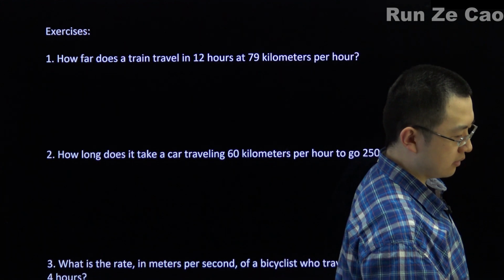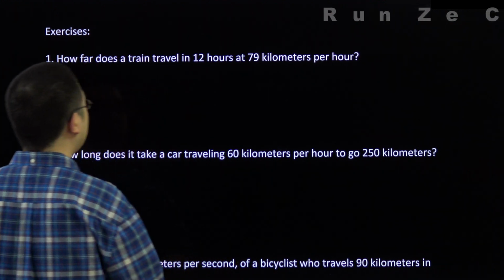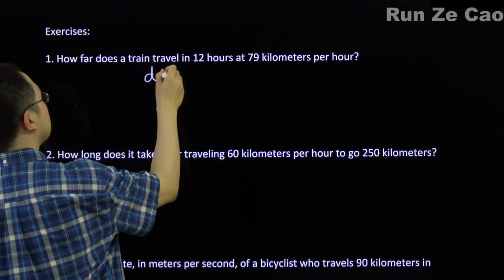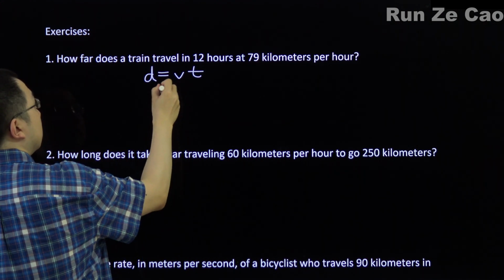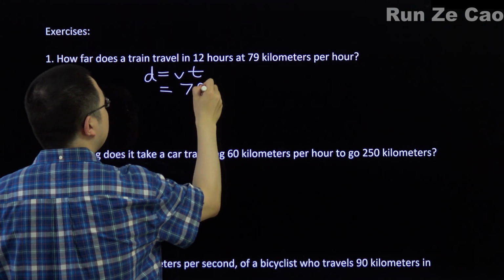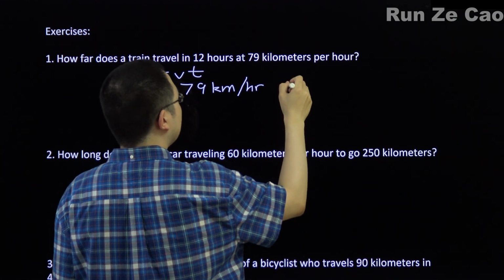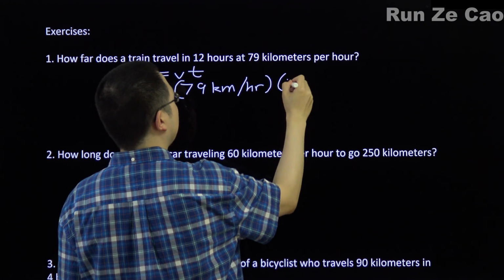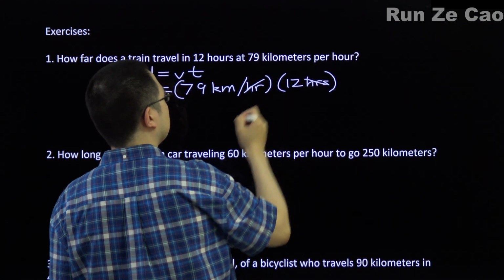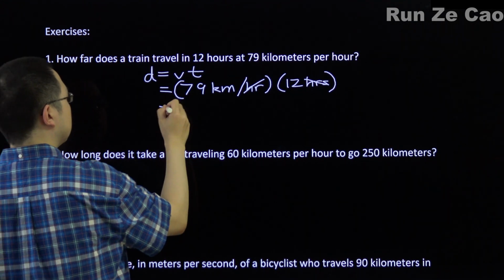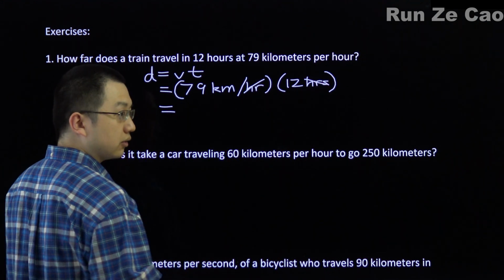Okay, let's do some exercises. How far does a train travel in 12 hours at 79 kilometers per hour? Well, distance is equal to speed times time. So the speed is 79 kilometers per hour. If you want to mark down the units, fine, multiplied by 12 hours. So you can cross out these because they cancel. Per hour is basically divide by 1 hour, and 12 hours, yeah, the units cancel out.